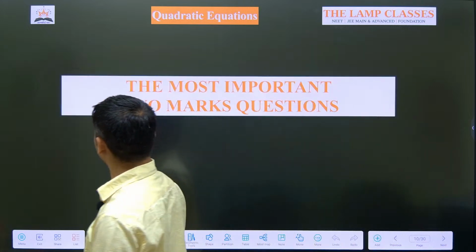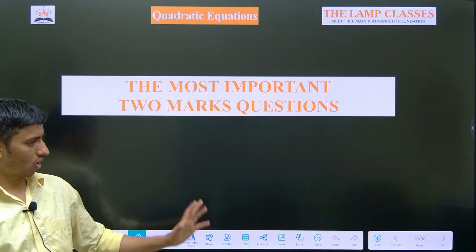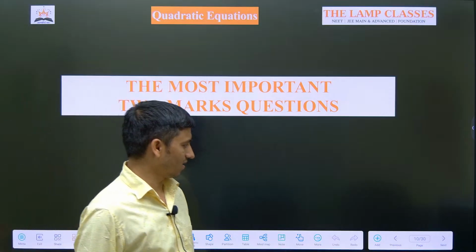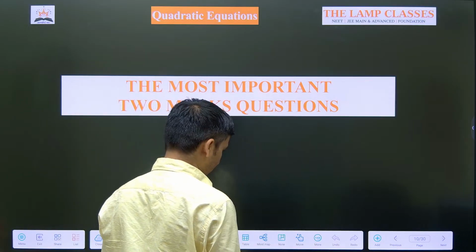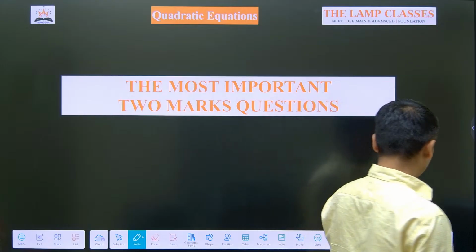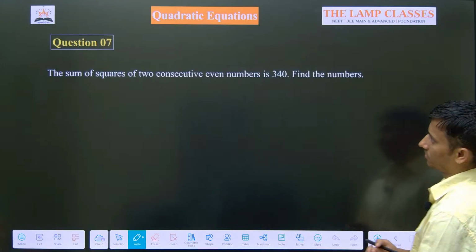Chaliye, let's move to the next. Acha. So these were all, because this is a very small chapter, we will have very less number of MCQs and assertion reason. Let's do the 2-mark questions.